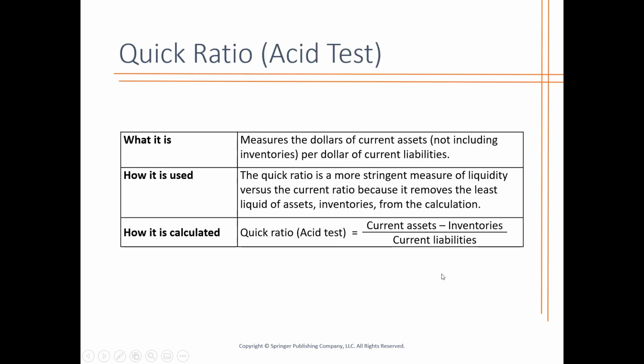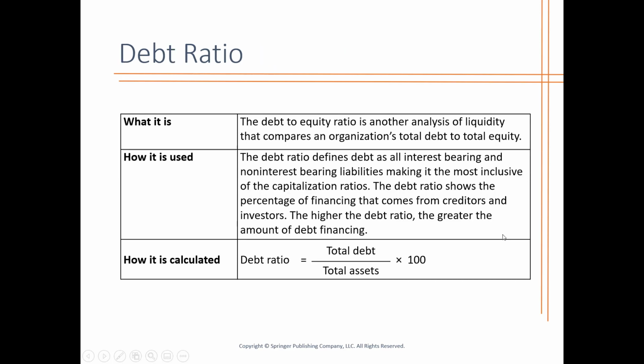A quick ratio. A quick ratio measures the current assets, not including inventory, per dollar of current liabilities. So basically we use the one we just took, but we subtract out inventory. The reason being, many times it's hard to convert inventory to cash. So we want to know, excluding inventory, how quickly can we convert all of our other assets to cash?